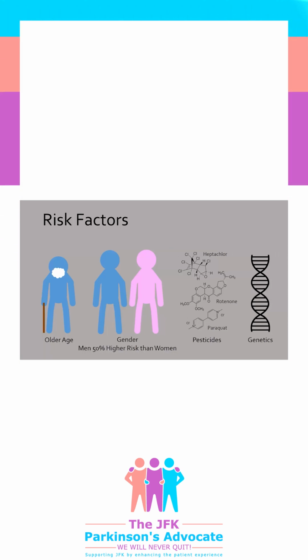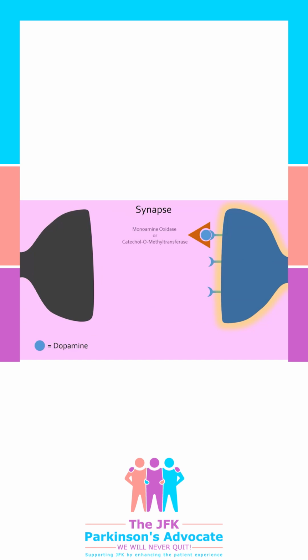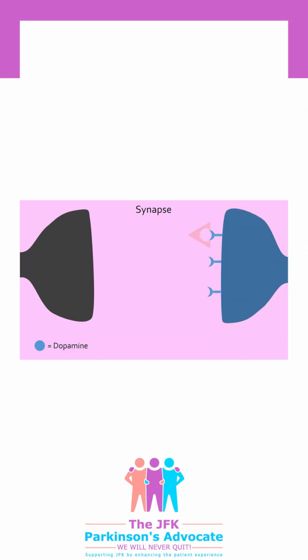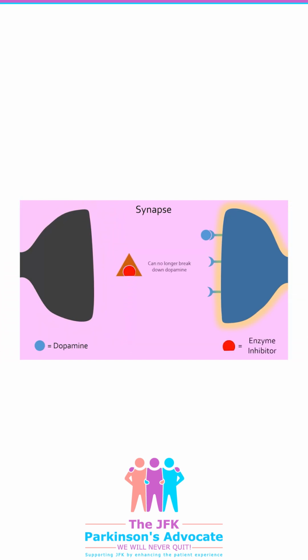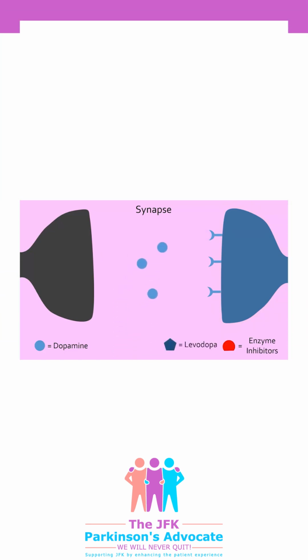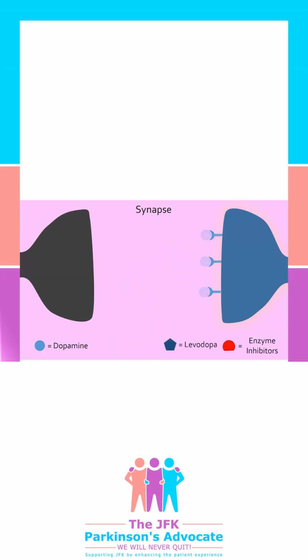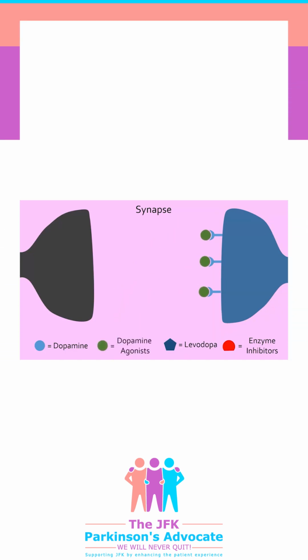However, since Parkinson's disease is due to a lack of dopamine, it makes sense that treating this disease would involve increasing dopamine levels. Dopamine is naturally broken down in the synapse by enzymes, so prolonging its time in the synapse can indirectly increase its effect. This can be done by drugs that inhibit those enzymes. Other drugs can directly increase dopamine levels, such as levodopa, which can be converted into dopamine in the body, and dopamine agonists, which are similar in structure to dopamine and can bind to dopamine receptors.